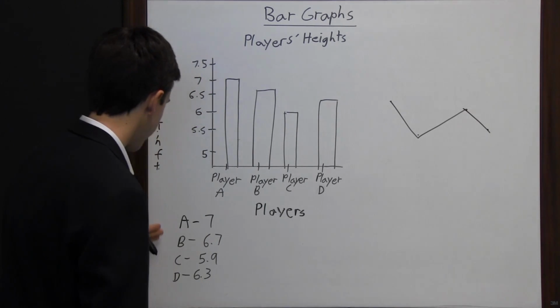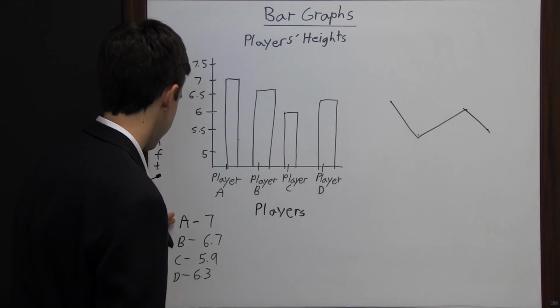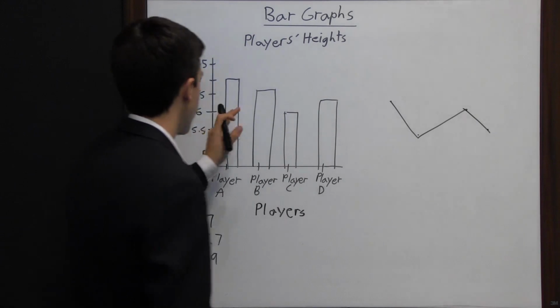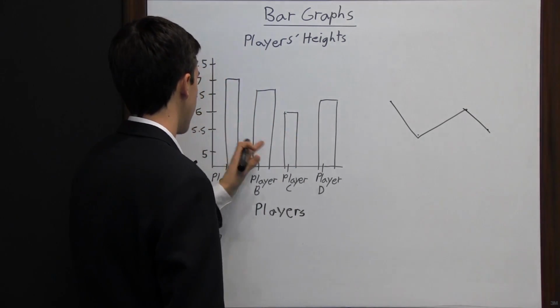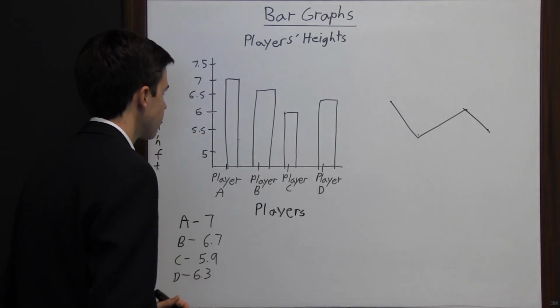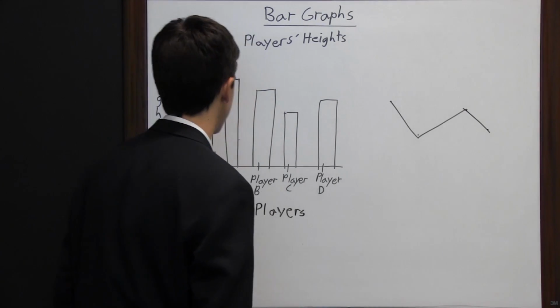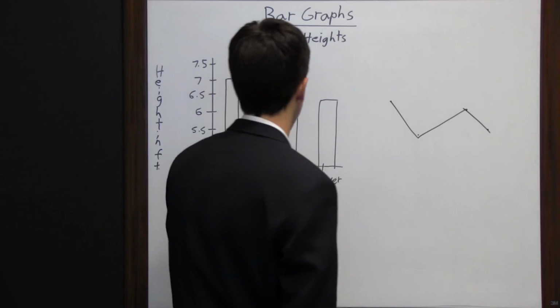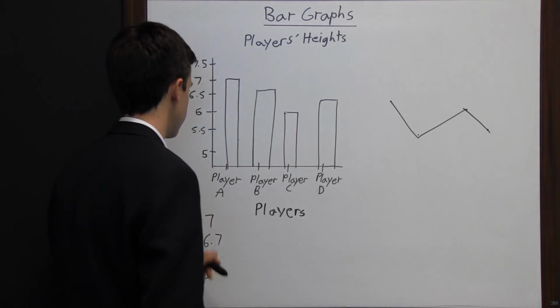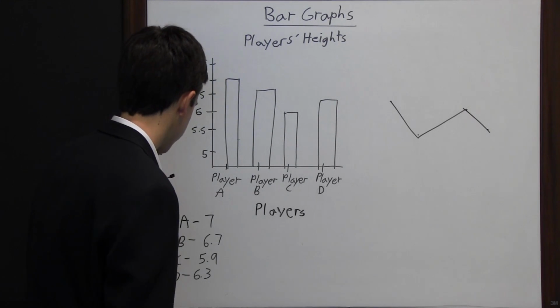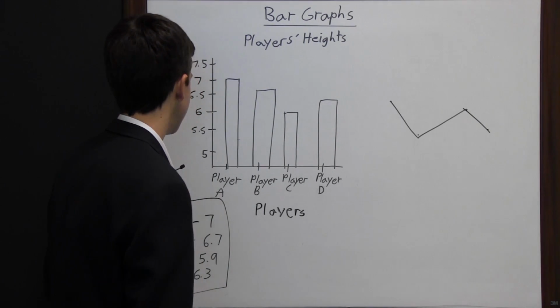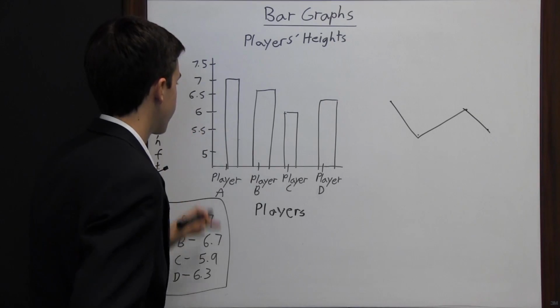Right here, you're kind of wondering, okay, how do these players' heights relate to each other? Well, right here, you can visualize each bar and how much taller the players are than each other. So you can realize that the difference between player B and player D is smaller than the difference between player A and player C. And although you may be thinking, oh, that's obvious from the information right here, it's much easier to visualize in a bar graph.